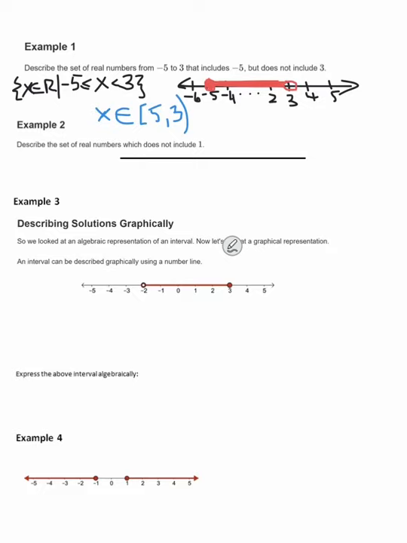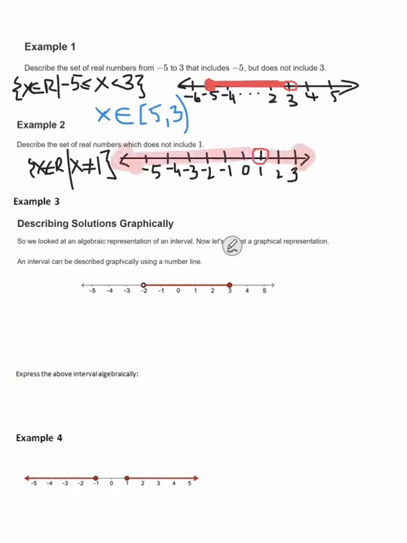So for our next example, we want to describe the set of real numbers which does not include 1. So it's every real number with the exception of 1. So we want to write that in set notation. We would write x ∈ R such that x does not equal 1, just as you would expect. And then if you wanted to show it on a number line, everything would be filled in except there would be an open dot, an open circle at 1.